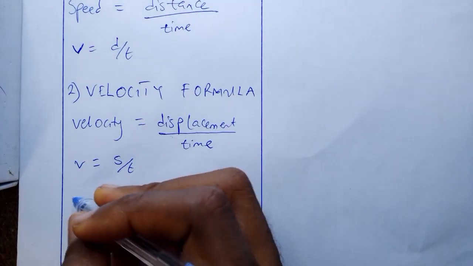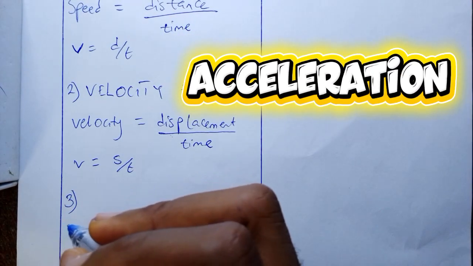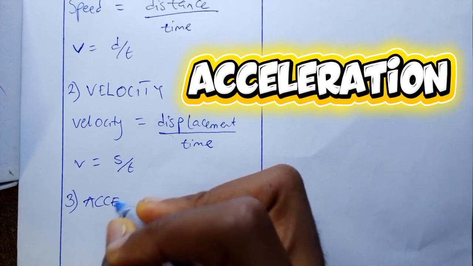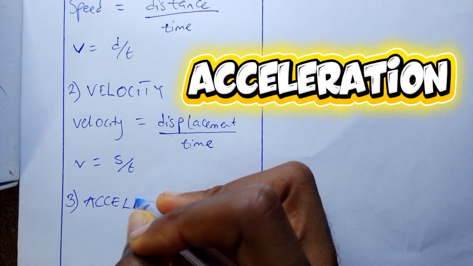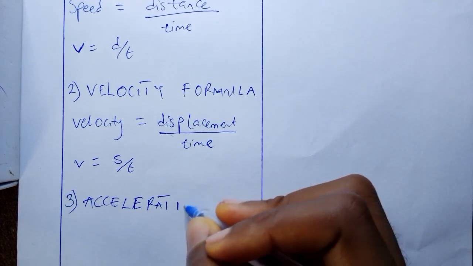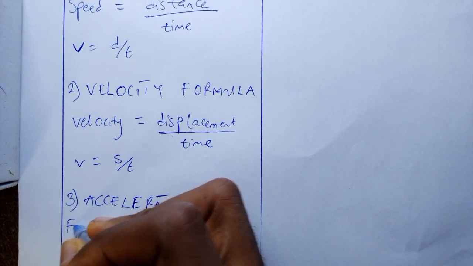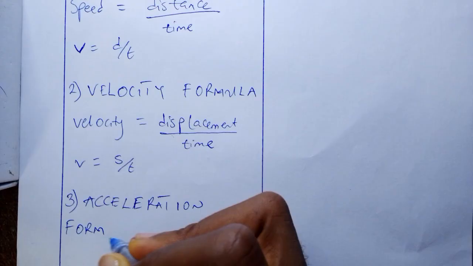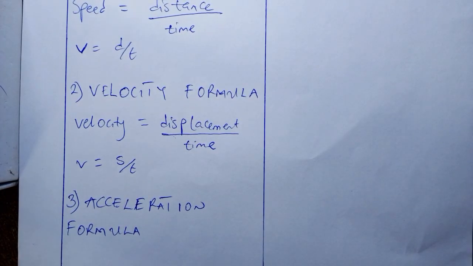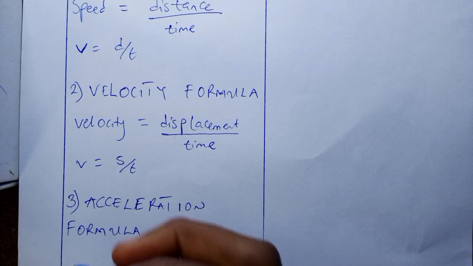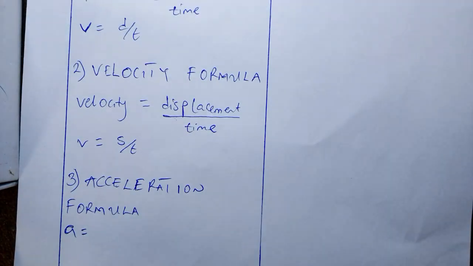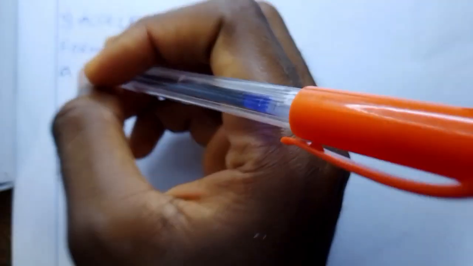Now, formula 3, acceleration formula. Ensure you stay to the end of the video because formula number 20 will really surprise you. Acceleration formula: A is equal to velocity over time.